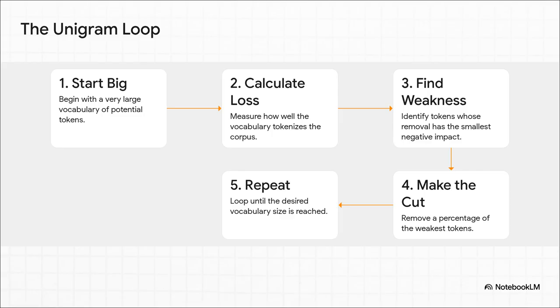First, it starts absolutely huge. I mean, a massive, oversized vocabulary with tons of potential tokens. Then it calculates something called a loss score. You can just think of this as a report card. How well is our current vocabulary doing its job? After that, it does the really clever bit. It hunts for the weak links. It identifies the tokens that are, well, kind of useless, the ones that barely help the score at all. Then it makes the cut. It just removes a chunk of them, say 10%. And then it does the whole thing all over again. And again. And again. It just keeps looping, refining, and carving until that vocabulary is sculpted down to the perfect size.